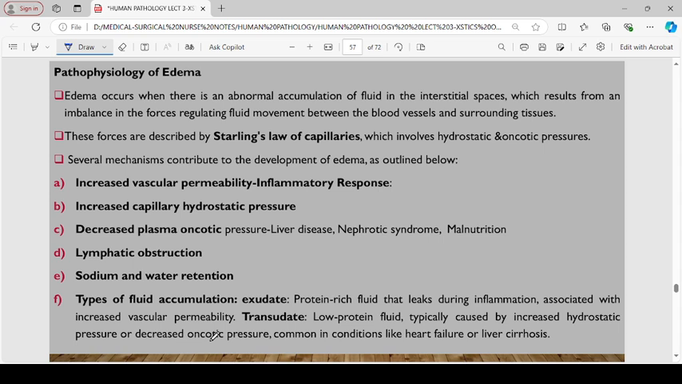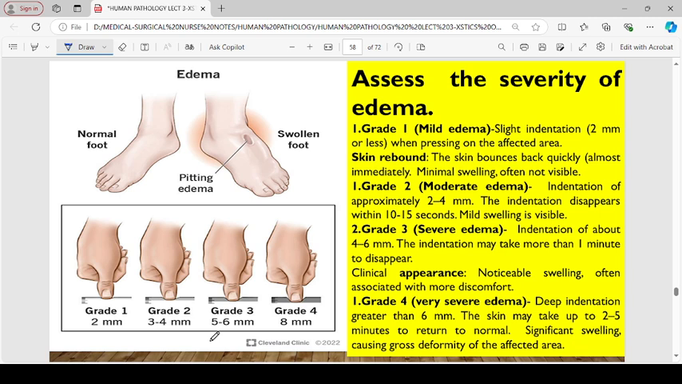We can say that edema normally occurs when there is an abnormal accumulation of fluid in the interstitial space, which results from an imbalance in the forces regulating fluid movement between blood vessels and surrounding tissues. These forces are described by Starling's law of capillaries, which involves hydrostatic pressure and oncotic pressure, and all these mechanisms are affected by different causes, including increased vascular permeability and the rest. Maybe we could start by looking at them one by one, but before we do that, remember, as a nurse, you need to assess patients with edema, and you should be able to grade them into the four grades.